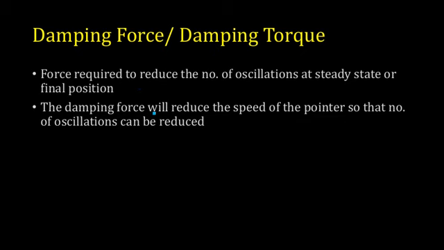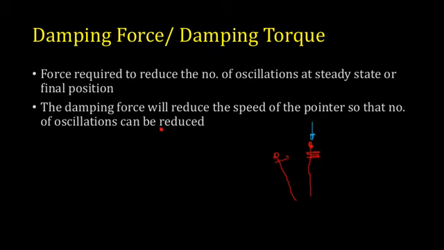Then you have a third type of force, known as the damping force. This damping force is required to reduce the number of oscillations at steady state. This is your required position, and your pointer starts from the 0 position and moves in this direction. Once the pointer reaches here, you will have some oscillations like this. After these oscillations, it settles down to this value. That oscillation has to be minimized so it quickly comes to the final value.